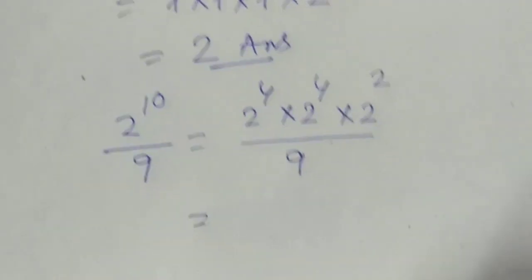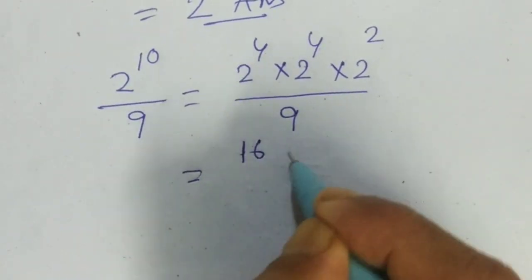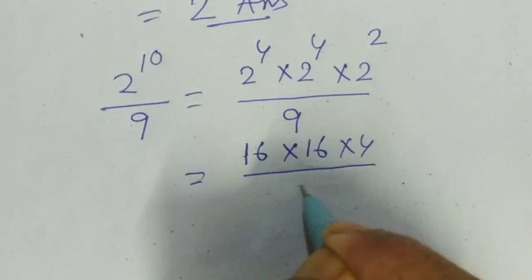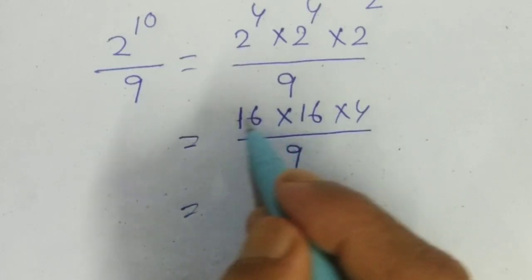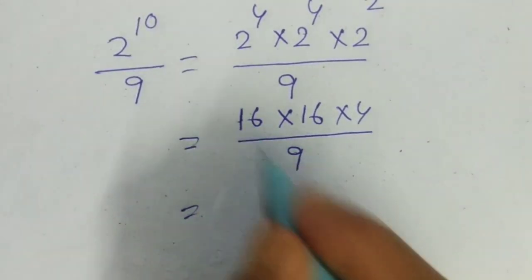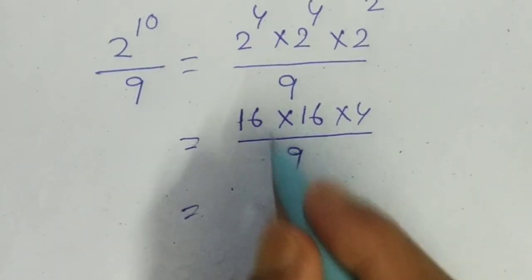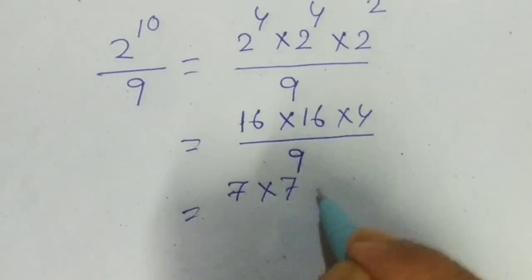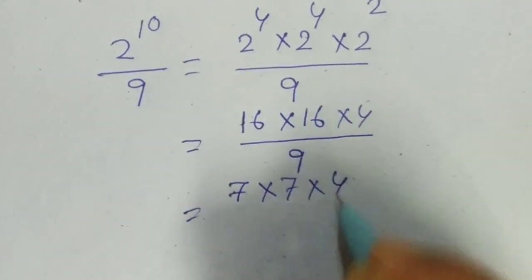So we can say 2 to the power 4 is 16, into 16, into 4, divided by 9. Now you can divide it easily. 16 divided by 9, the remainder is 7. 9 into 1 is 9 and the remainder is 7. Here the remainder is 7, and here 4 by 9 is not possible to divide, so 4 is the remainder.